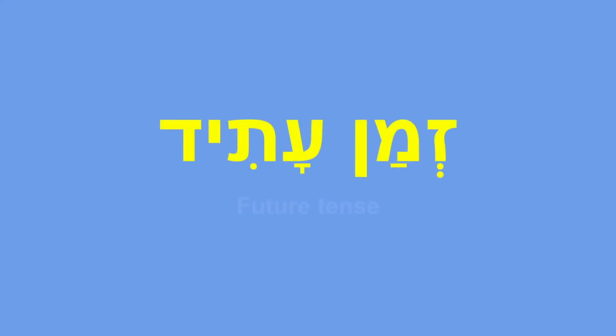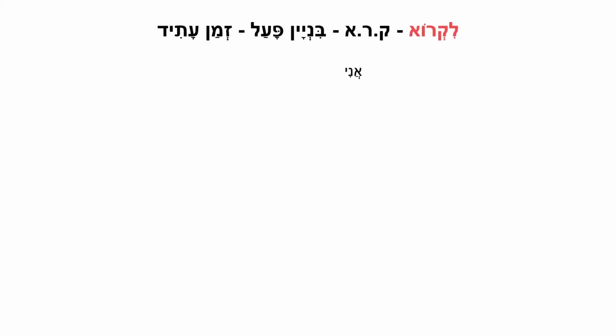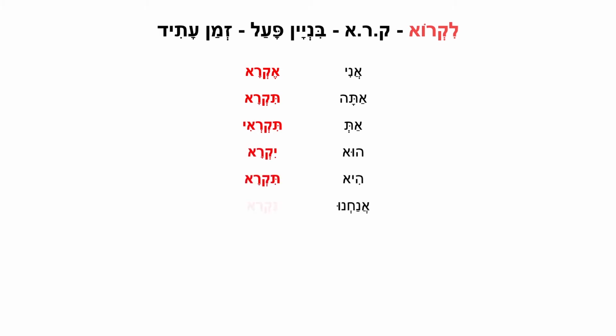זמן עתיד, future tense. אני אקרא, אתה תקרא, את תקראי, הוא יקרא, היא תקרא, אנחנו נקרא, אתם תקראו, אתן תקראו, הם יקראו, הן יקראו.